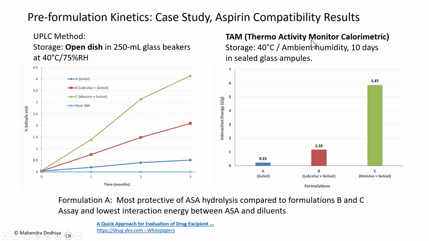Thermal activity monitoring, TAM, a calorimetric method, measures the interaction energy in joules per gram, and it shows that Gelucire has the least interaction energy when the product is stored at 40 degrees in glass ampoules. So these studies are short duration studies.